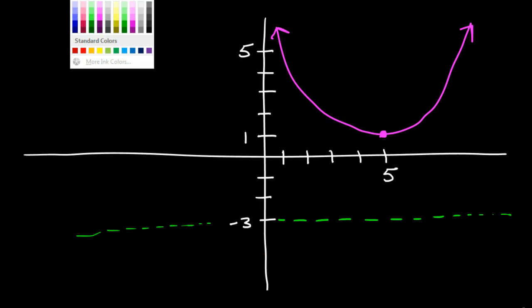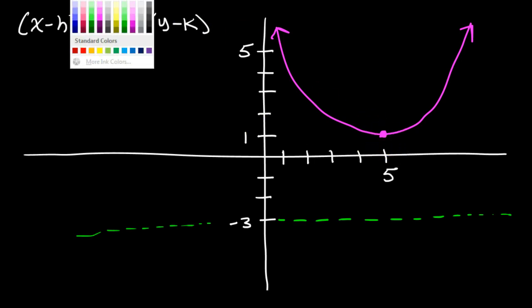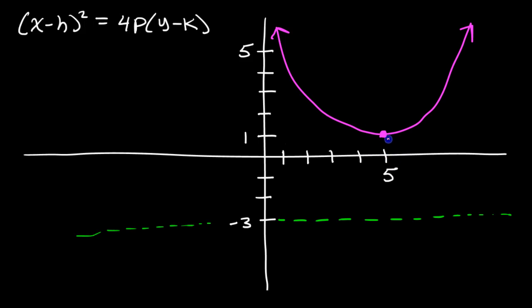So I like to start by writing down the whole model. So x minus h squared is equal to 4p times y minus k, not squared. We know the vertex already, because we know that the vertex is (5, 1).